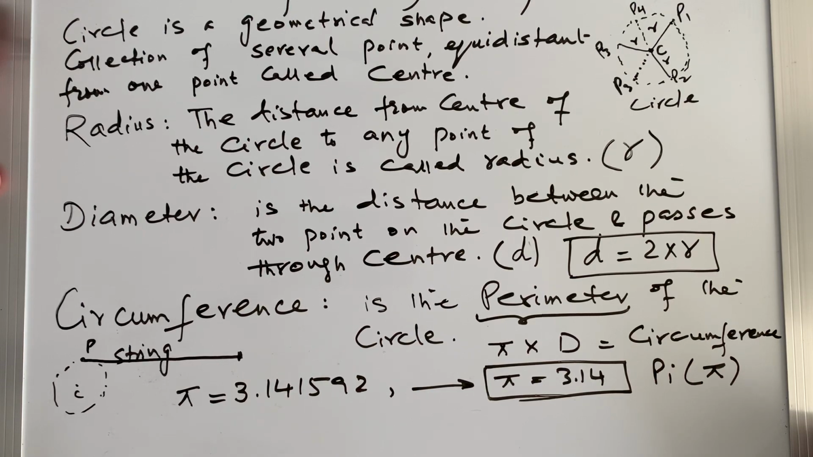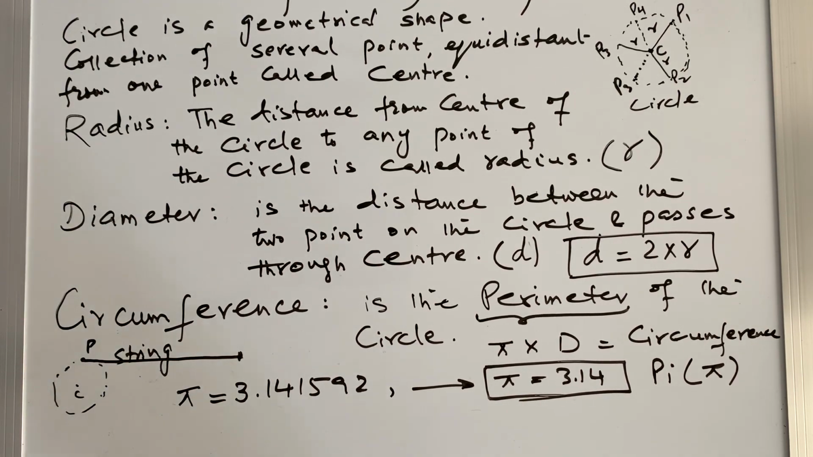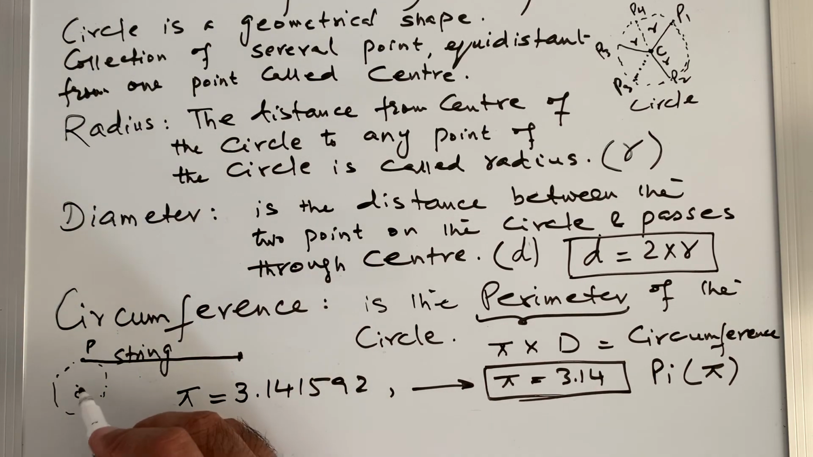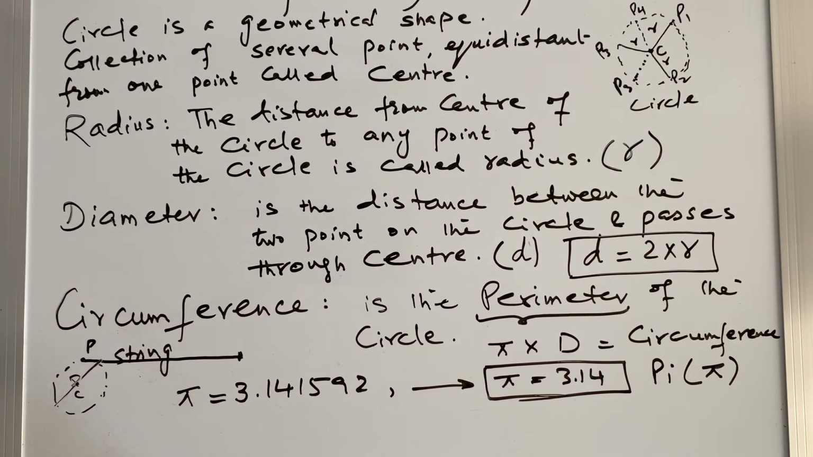You will be using pi a lot when you are calculating the circumference or area of the circle. Circumference is the perimeter of the circle, right? And I told you that if you have a circle made up of string and you open it up, the length of the string will show you the circumference or perimeter of that circle. And if you want to calculate it, you can measure that string, or you can calculate it by pi times diameter. If this is the diameter of the circle, then you multiply it by 3.14 and you get the circumference of the circle.